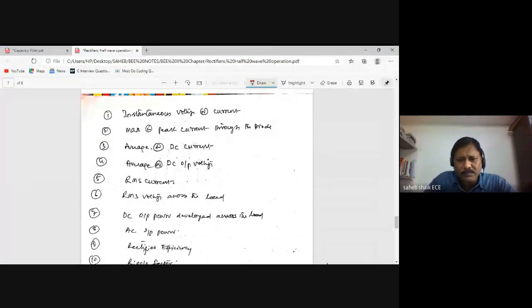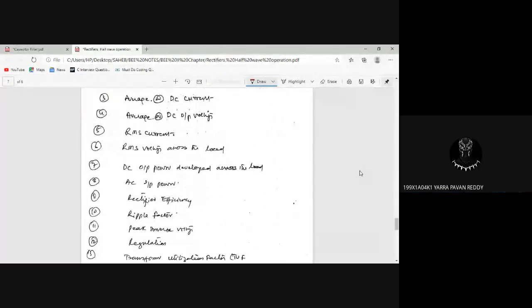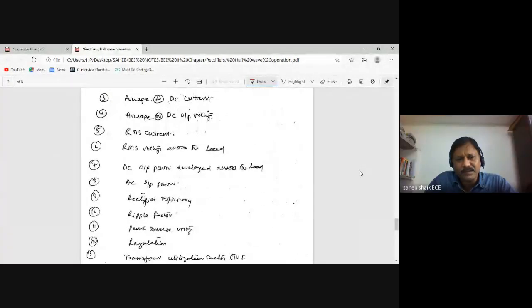ఇవన్నీ చేసామో మనం లాస్ట్ క్లాస్లో ఫస్ట్ ఇయర్లో voltage current, maximum peak current through the diode, average of DC current, average of DC output voltage. So RMS current, you have seen, RMS voltage across the load. ఇవన్నీ చదివాం కదమ్మా, ఇవన్నీ చదివాం.